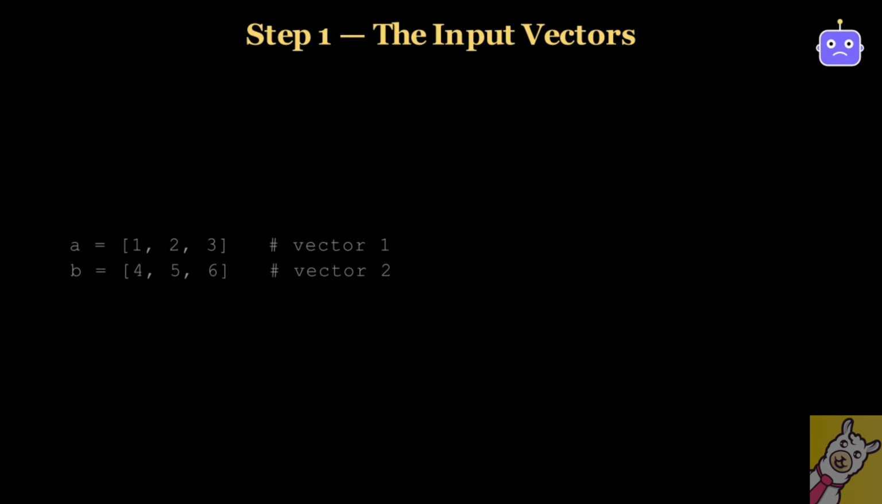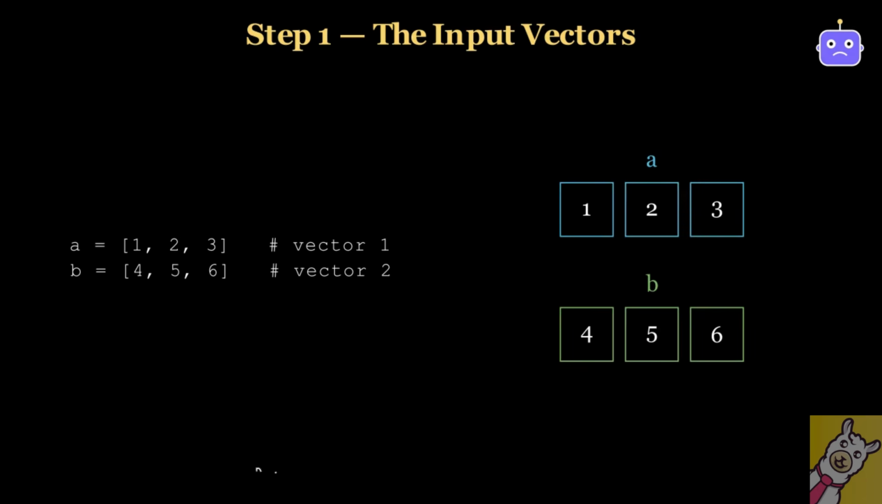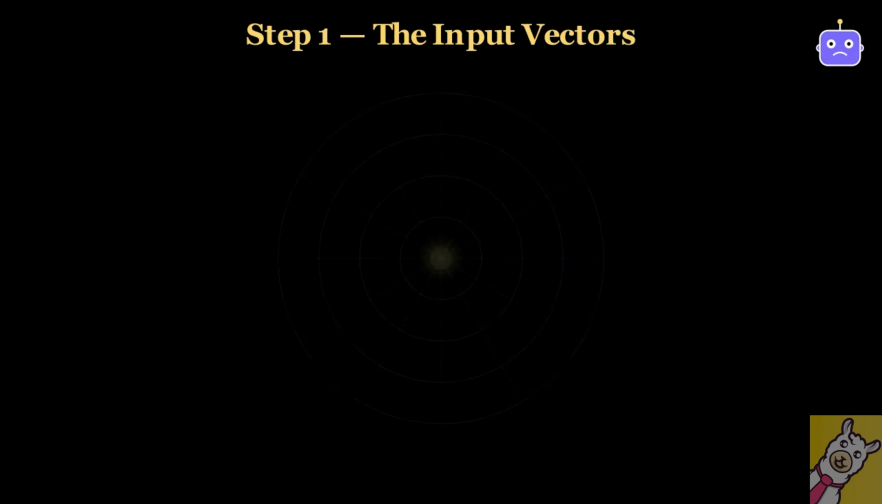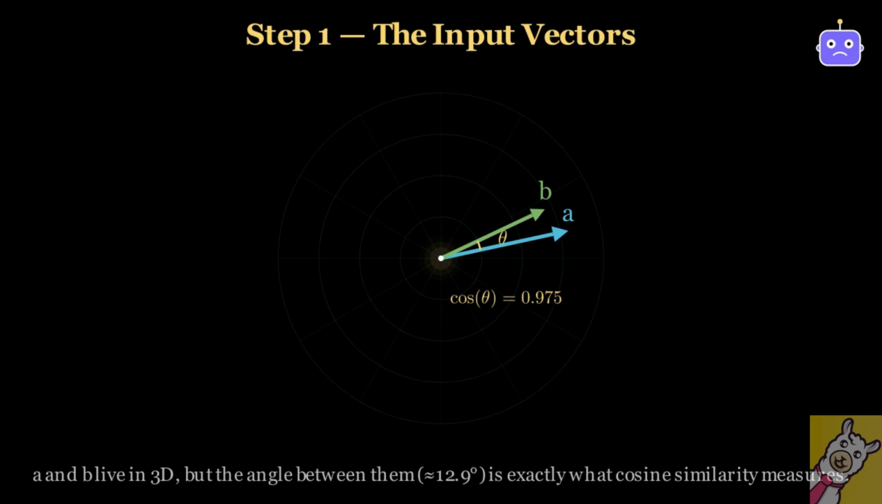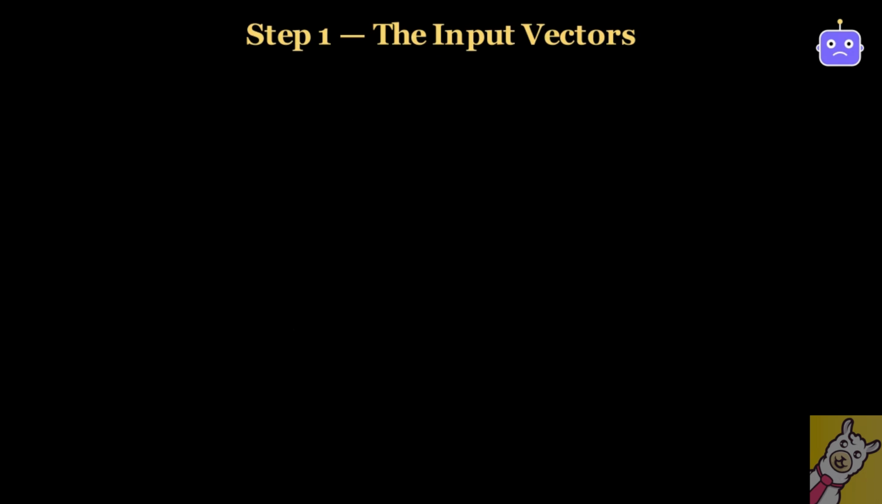Here we have two vectors. Vector A is 1, 2, 3 and vector B is 4, 5, 6. These are simply Python lists containing 3 components each. Geometrically, these vectors can be represented as directions in 3-dimensional space. The important thing to notice is the angle between them. Cosine similarity measures this angle. When two vectors point in almost the same direction, their cosine similarity will be close to 1.